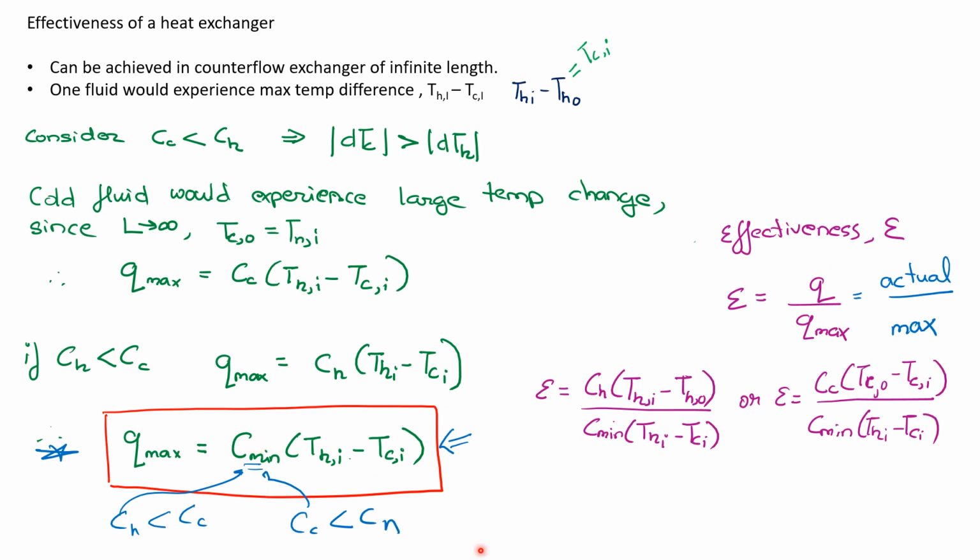So this is how you calculate the effectiveness of a heat exchanger. You calculate the Q max, and then you divide the actual heat transfer rate by the maximum heat transfer rate. Now, obviously, the effectiveness of any heat exchanger will lie between 0 and 1. And if you know the effectiveness of a heat exchanger, you can calculate the actual heat transfer rate by multiplying the effectiveness by the maximum heat transfer rate.